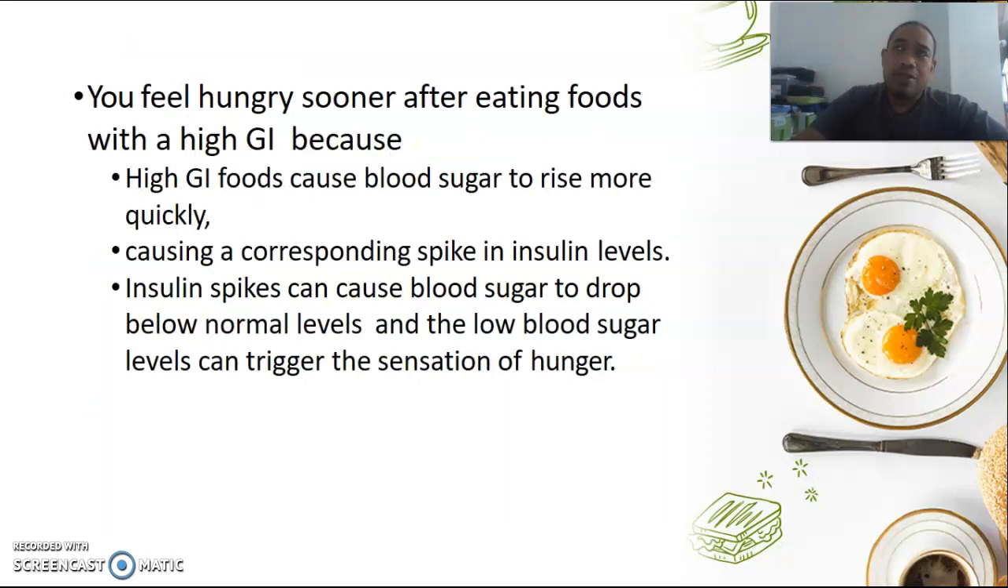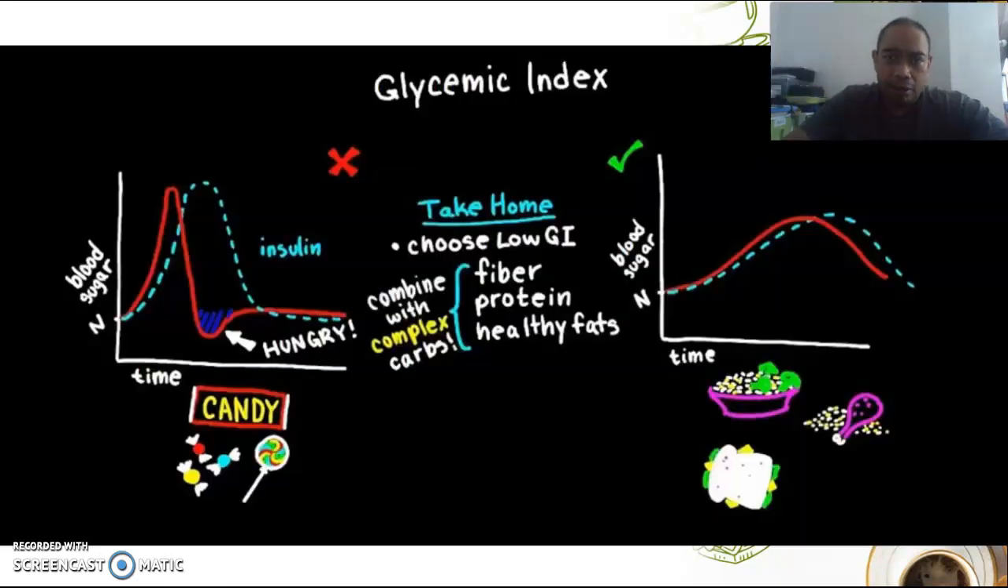So why, when you eat high GI food, do you tend to feel hungry quickly? Because high GI food will cause your blood sugar to rise more quickly, and then the insulin will be spiked in response to the spike of the blood sugar level. Because of that, when the insulin level goes up, the blood sugar level will go down. Therefore, it triggers the hunger. So if you want to limit your eating, don't take sweet food, or technically don't eat too often. Right, this is about the glycemic index.